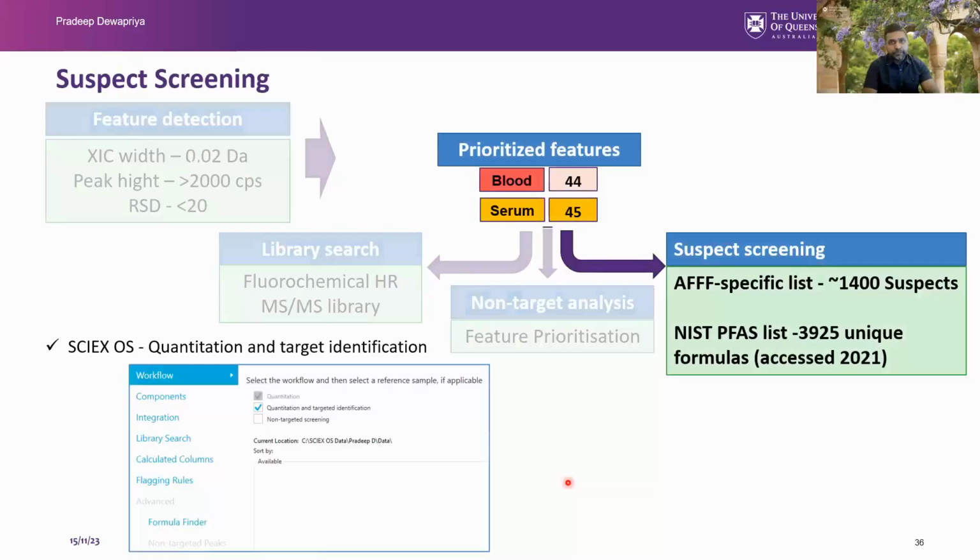Then we move to suspect screening. Suspect screening was carried out with a comprehensive list of PFAS specifically developed for AFFF chemistry. This suspect list was developed by the Chris Higgins lab at Colorado School of Mines. In addition to that, we used the NIST PFAS list, which contains over 3,900 unique PFAS formulas. For suspect screening, we used the SCIEX OS quantitation and target identification workflow with the basic analytical parameters.